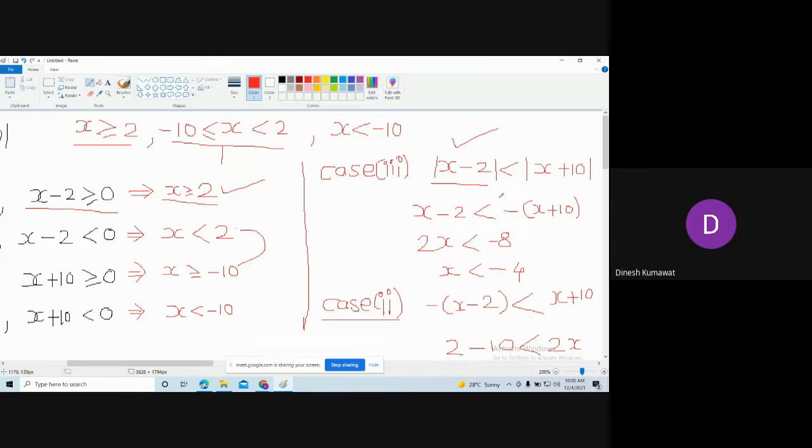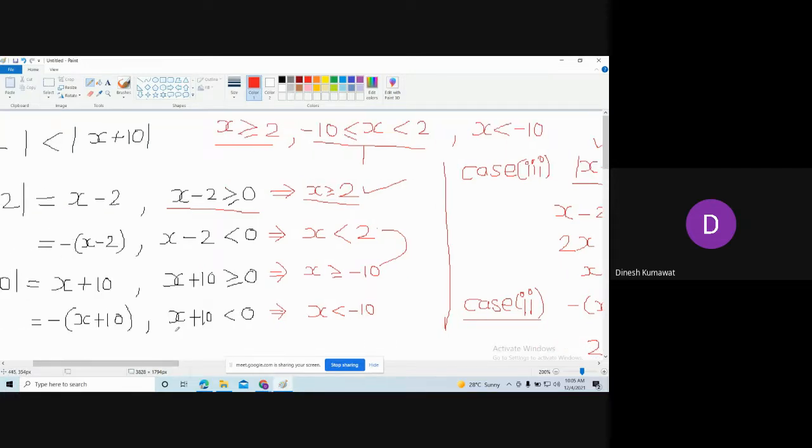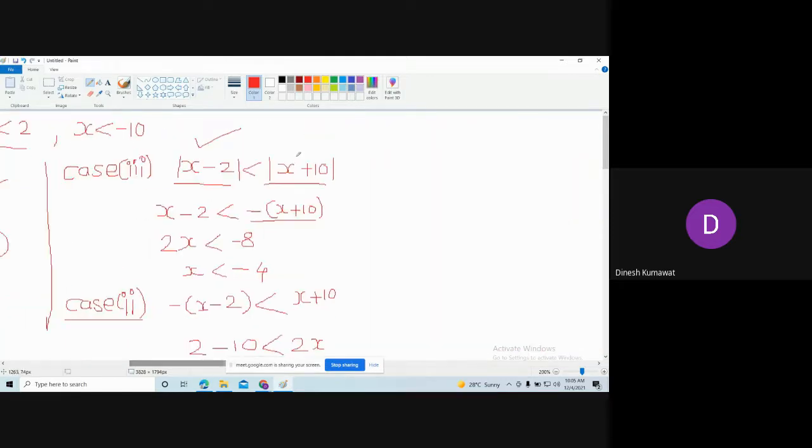And here we are assuming what? You consider this number x plus 10 is negative. That's why we are assuming this second definition, that is minus of x plus 10. So we are in this second situation, that is x plus 10 is strictly less than 0. So here we have x is strictly less than minus 10, and here we have x is bigger than or equal to 2, in the same modulus.